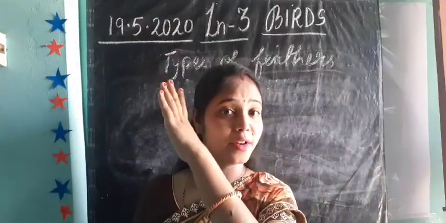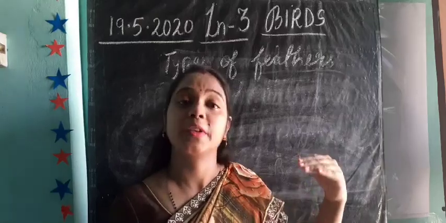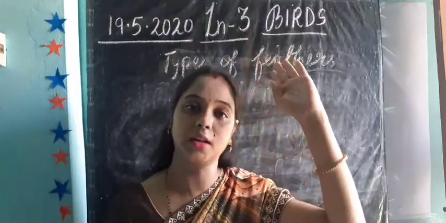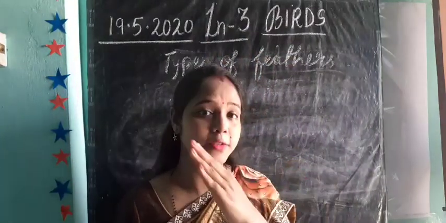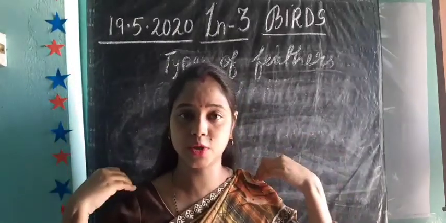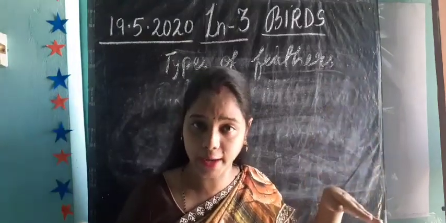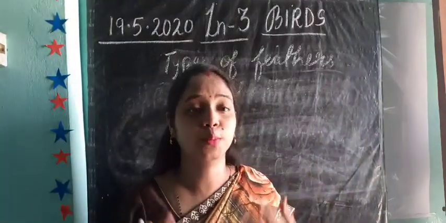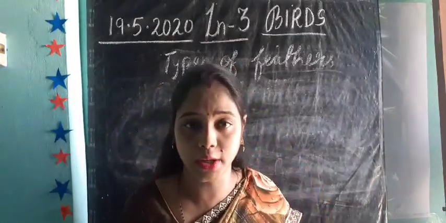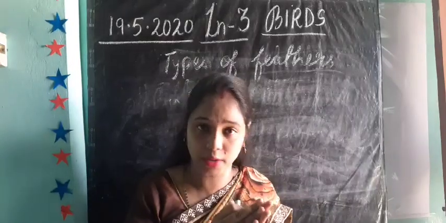Flight, okay, we are going on with the flight now. Flight means udna, fly karna, okay. So flight feathers help the bird to fly, and they are mostly found on their wings. That's why they can fly. Then body feathers cover its body and give a beautiful shape and color to the birds.